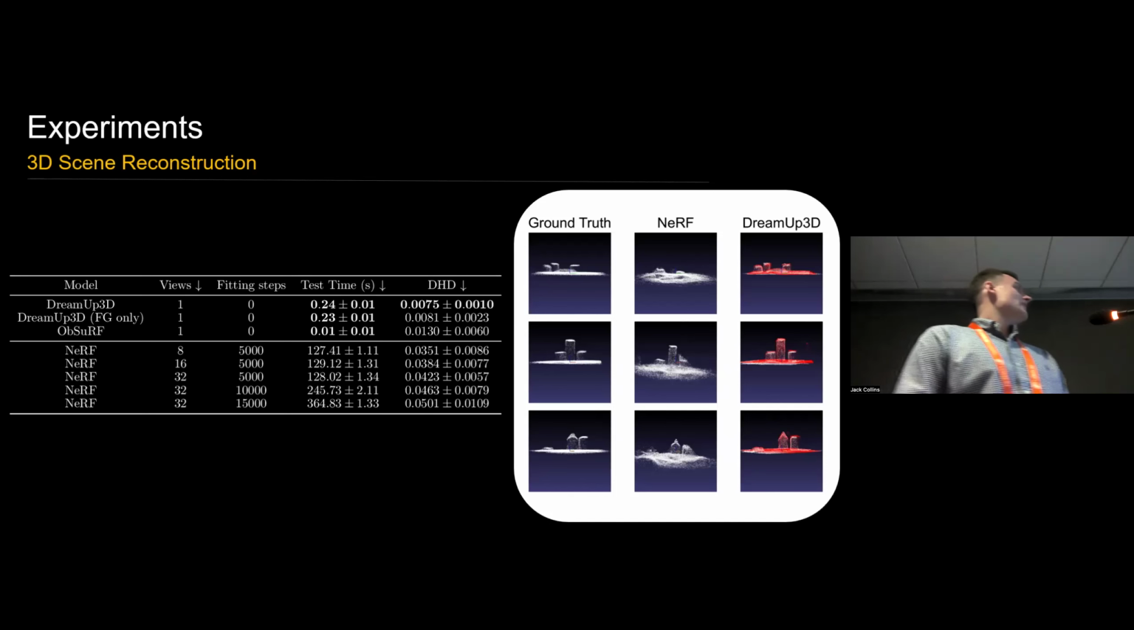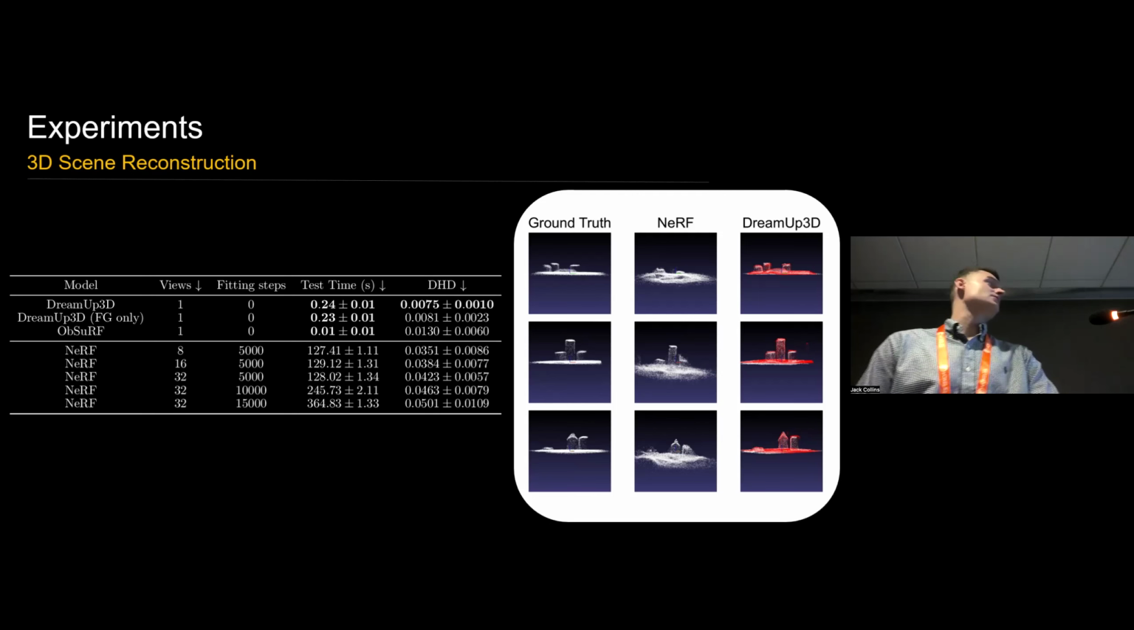The first experiment we run is 3D scene reconstruction. And so here we use the directed Hausdorff distance. We use this instead of the typical chamfer distance, as DreamUp3D is able to imagine points that don't exist in the ground truth. And so the directed Hausdorff distance allows us to do that comparison. And what we can see is DreamUp3D beats both NERF baselines, and we use NERF as a baseline because it's actually been quite typical in robotics to use NERFs for 3D scene understanding in the last few years. And we also compare it to OBSERV, which is another object-centric 3D model.